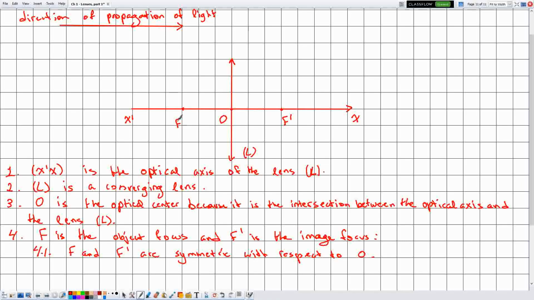So whenever we know the position of either of them, for example, if we know the position of the object focus, we can directly deduce the position of the image focus because it's the symmetric of F with respect to O. Now we are able to define the focal length.